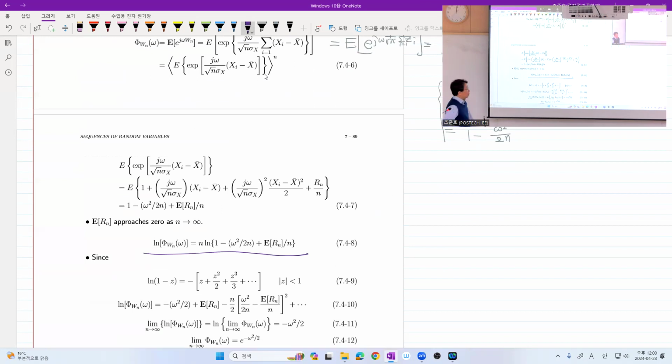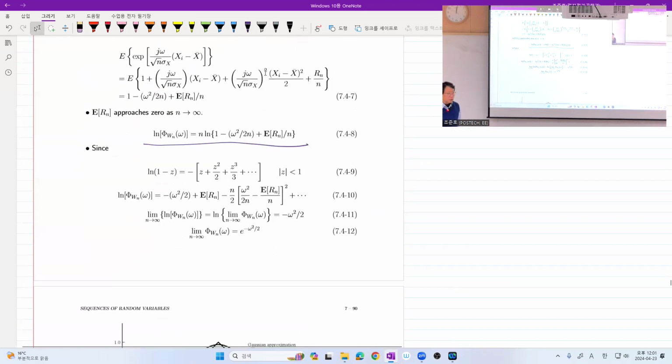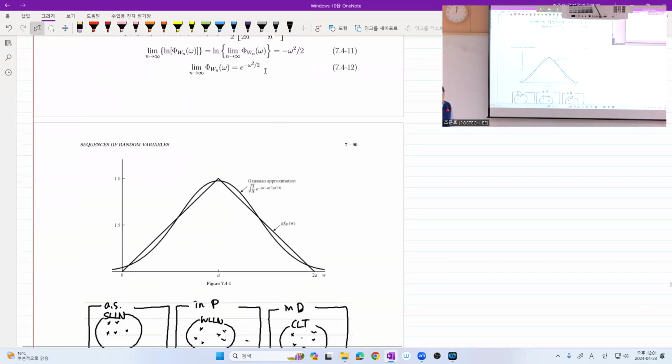So our log of the characteristic function can be written in this form and converges to what? Negative omega squared divided by 2. So we take the inverse function of the logarithmic function, which is the exponential, to have what? The characteristic function has the limit e to the negative omega squared divided by 2, which is the characteristic function of the standard Gaussian random variable. This is the proof of the central limit theorem.